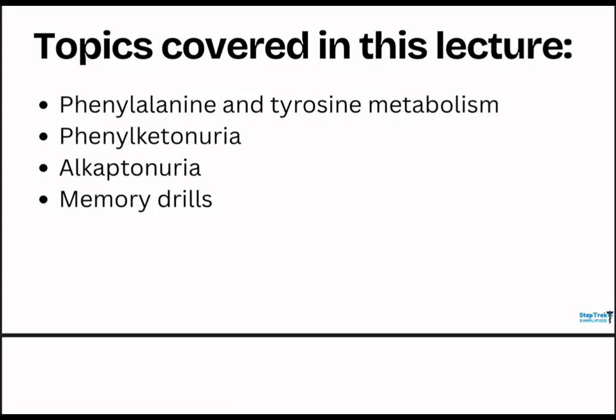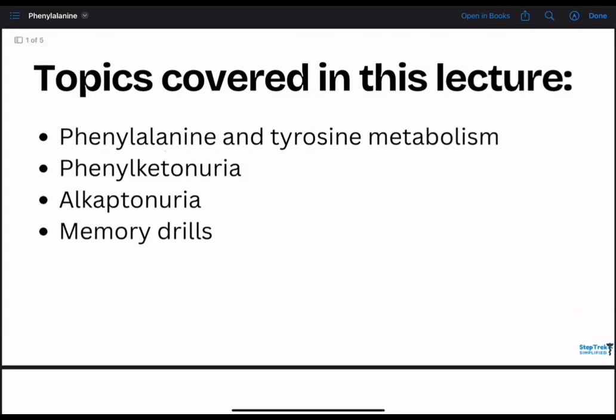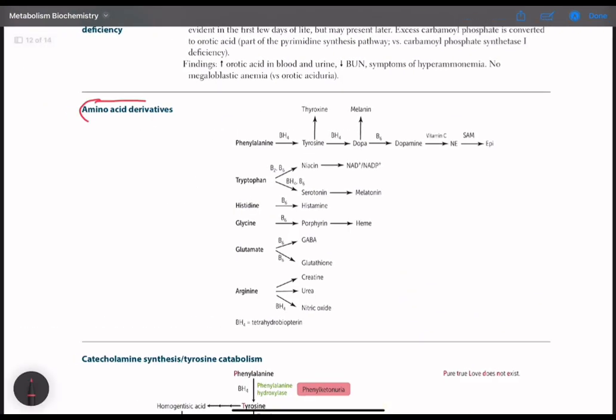Hello everyone, it's Dr. Mohib, and in this lecture we will be going through phenylalanine and tyrosine metabolism, phenylketonuria, alkaptonuria, and at last some memory drills. We will be covering amino acids and their derivatives, but we will not be going through all of the amino acids, but rather we will be focusing only on phenylalanine and its disorders. So first of all, phenylalanine.